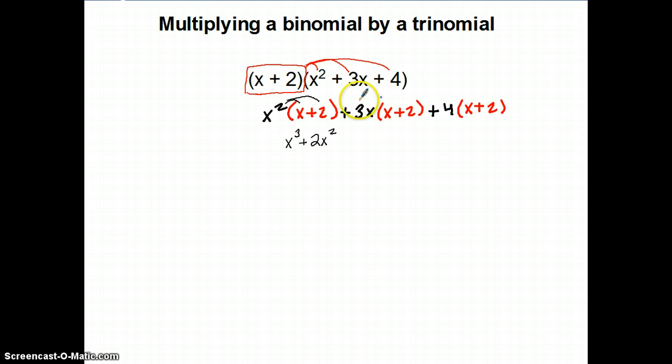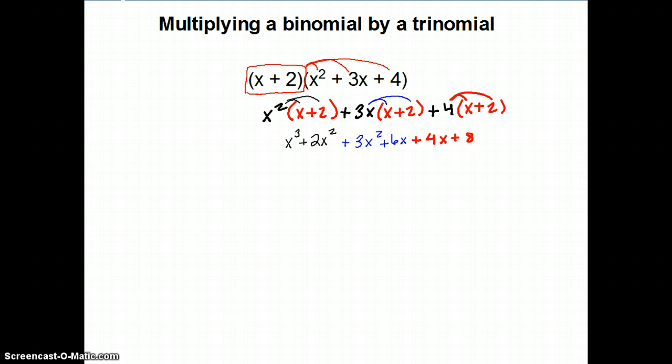My second set, 3x times x squared, is a positive 3x squared. And 3x times positive 2 is a positive 6x. Lastly, 4 times x is a positive 4x. And 4 times 2 is a positive 8.